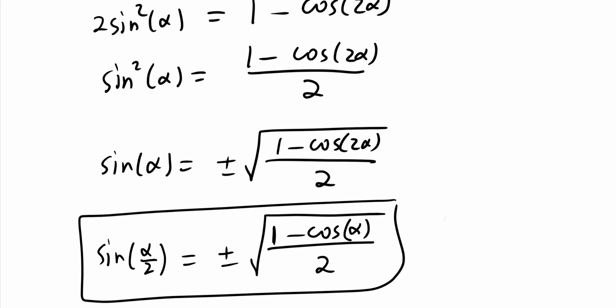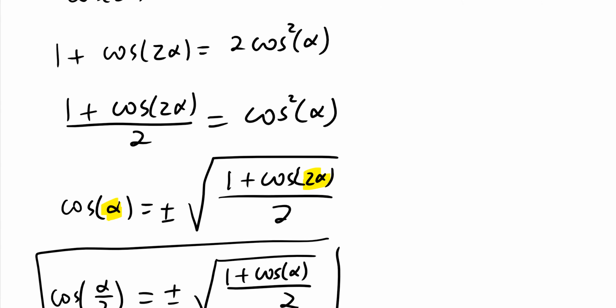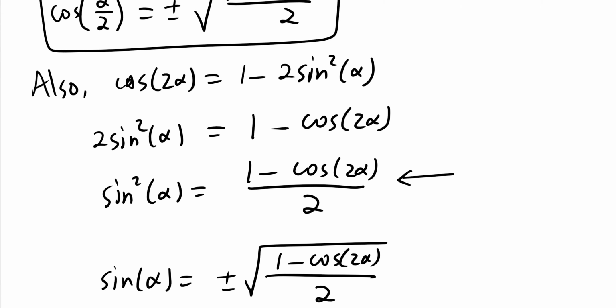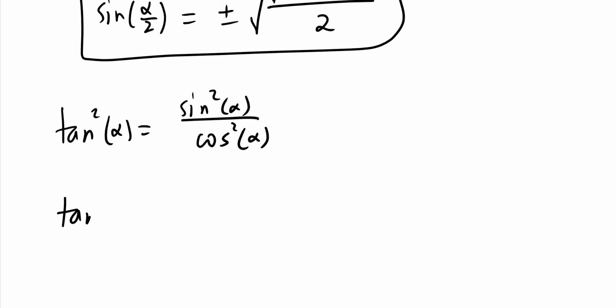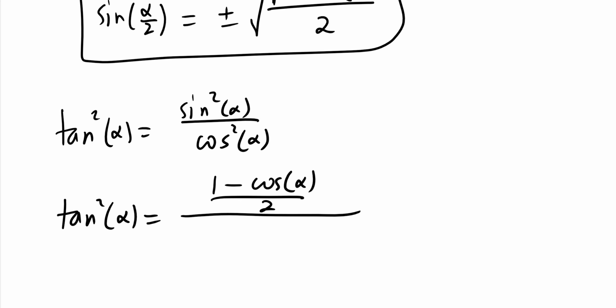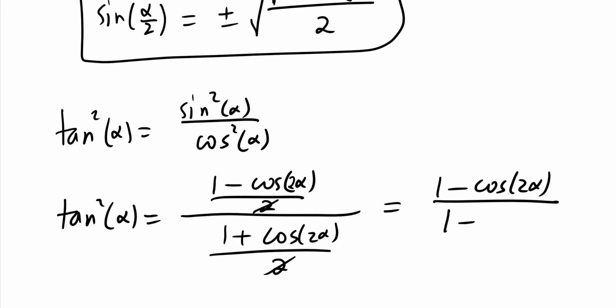Now from cosine squared, you know this formula here. Cosine squared is 1 plus cosine over 2, and sine squared is 1 minus cosine over 2. If I divide them, that gives me tangent squared, which is sine squared alpha over cosine squared alpha. So tangent squared alpha is, the sine squared was 1 minus cosine 2 alpha over 2, and the cosine squared was 1 plus cosine 2 alpha over 2. Notice the 2s cancel. That gives me 1 minus cosine 2 alpha over 1 plus cosine 2 alpha. So that's a formula for tan squared alpha.